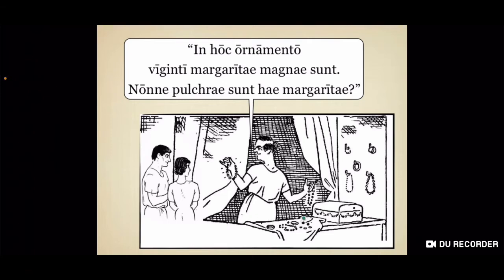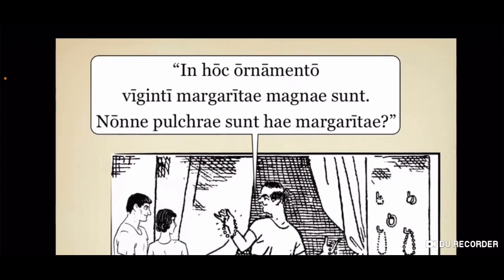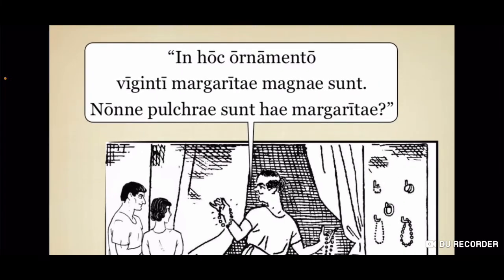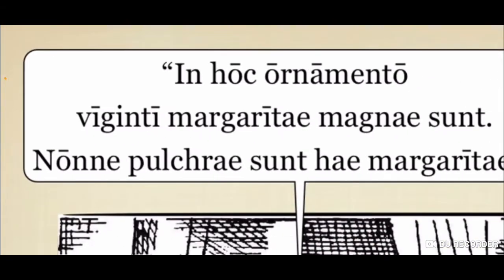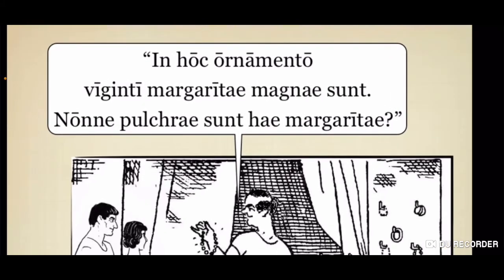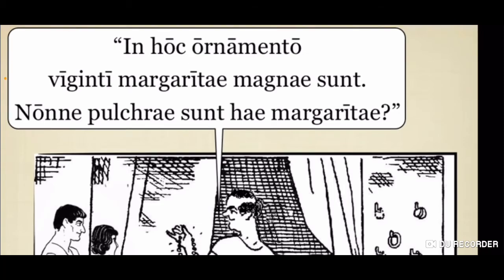In hoc ornamento viginti margaritae magnae sunt. Nonne pulchrae sunt hae margaritae? And on this jewelry, hoc, I think that's what they're teaching in this. I already see that a lot so far. And on this jewelry are twenty huge pearls. Is it not, nonne? These pearls, is it not, these, hae?